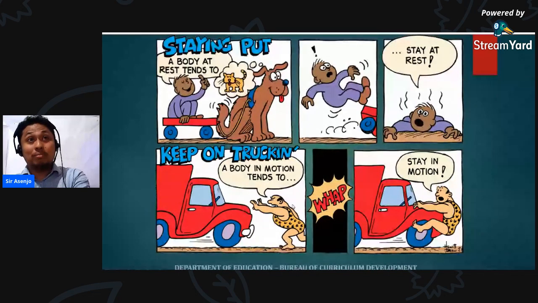So a body at rest tends to stay at rest. That is a very concrete example of Newton's first law of motion.